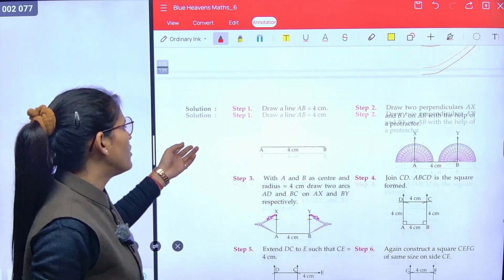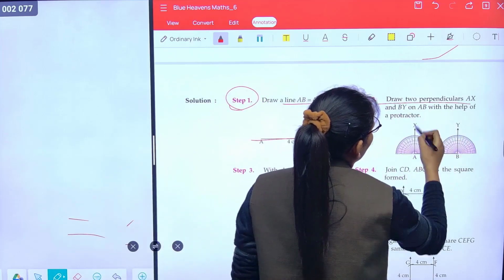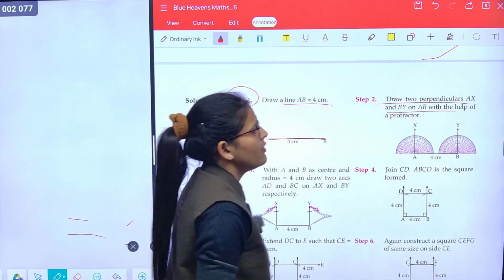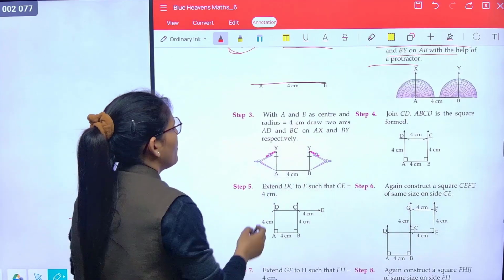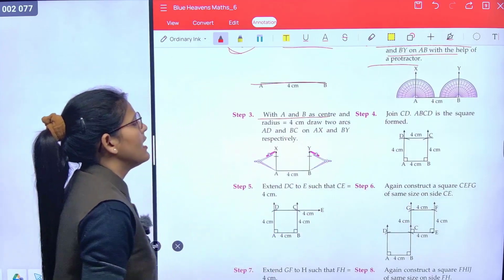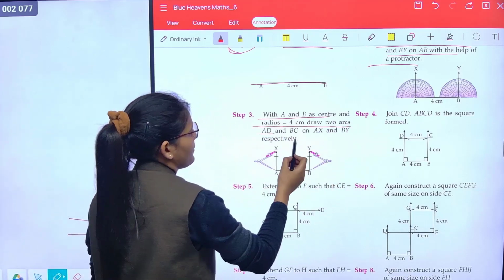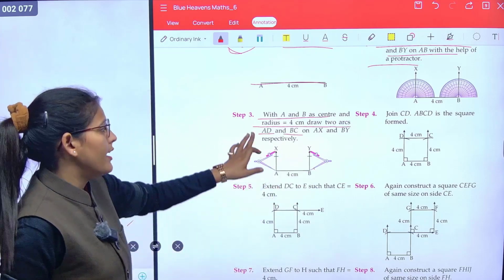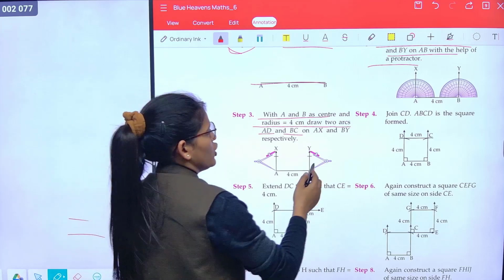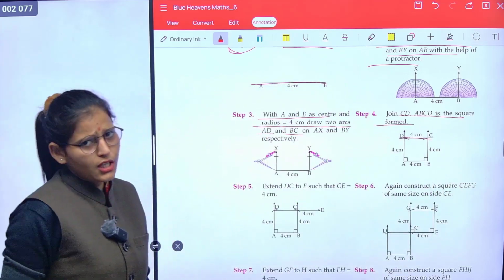Now class, come on, step 1. Draw a line AB 4 centimeter. Now draw 2 perpendiculars AX and BY on AB with the help of a protractor. Now with A and B as center and radius 4 centimeter, draw 2 arcs, AD and BC. Now class, radius 4 centimeter. Join CD. ABCD is the required square.